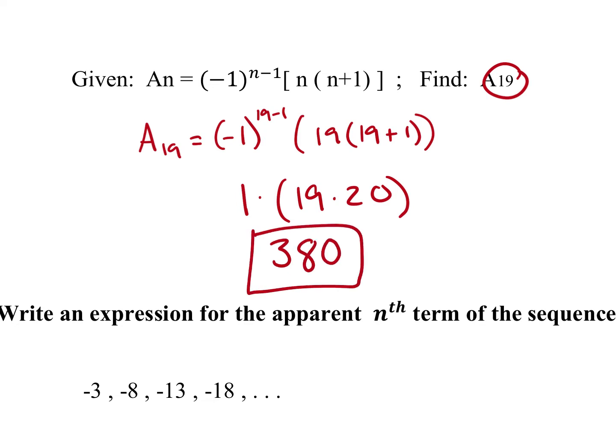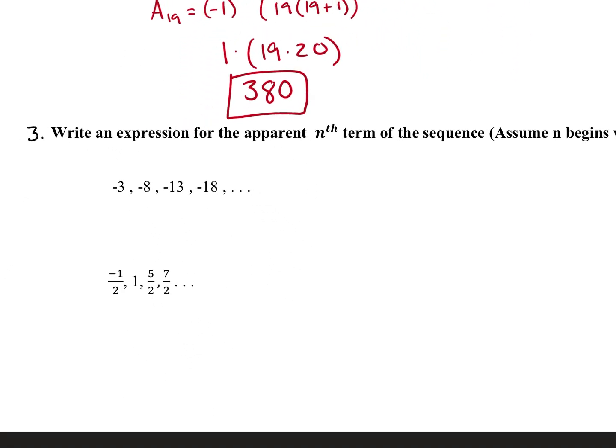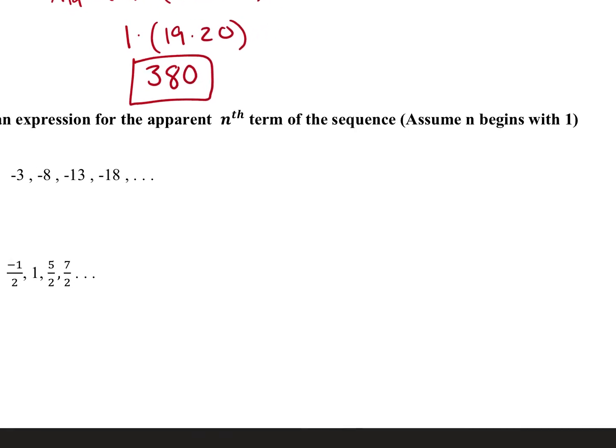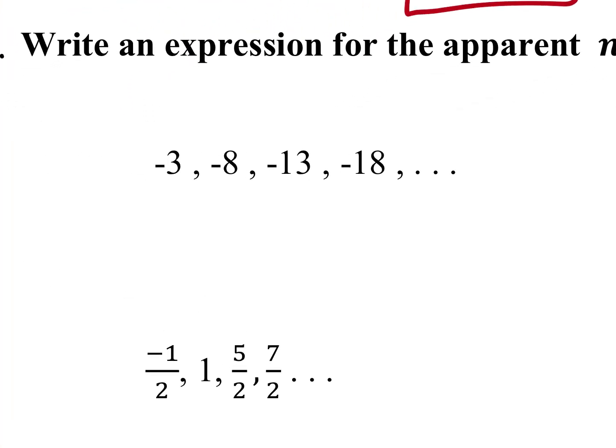Awesome. All right, number 3. Write an expression for the apparent nth term of the sequence. Assume n begins with 1. So what type of sequence do I have in the first one? Am I adding the same number each time or multiplying the same number? I'm adding the same number. What am I adding or subtracting? Negative 5. So I'm subtracting 5 each time.